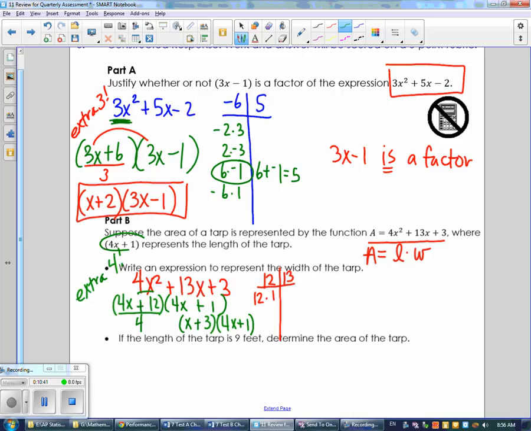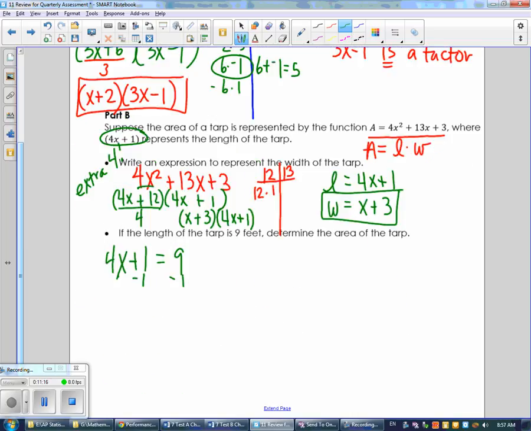I already knew that 4x plus 1 represented my length. That means that my width has to be x plus 3. And if I know that the length of my tarp is 9 feet, we're asked to determine the area. Well, if the length is 9 feet, that means that, remember, the length is equal to 4x plus 1. And if 4x plus 1 is equal to 9, then I can figure out the value of x. So if I subtract 1, I'm going to have that 4x equals 8, so x is equal to 2.